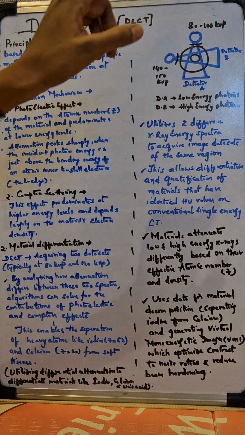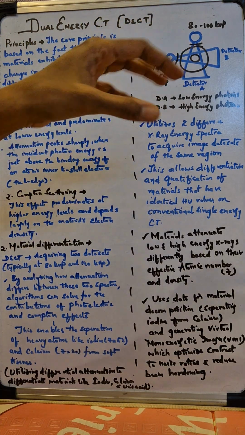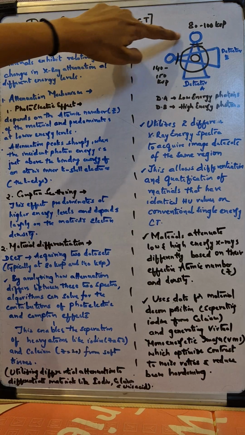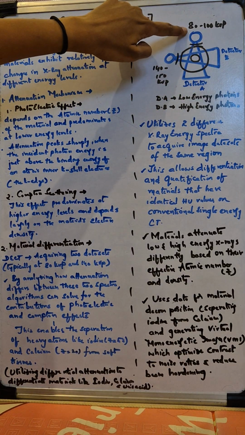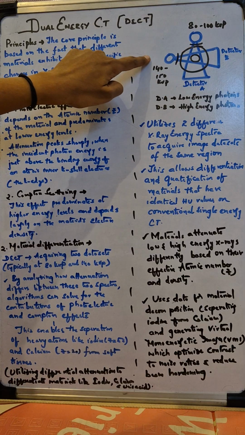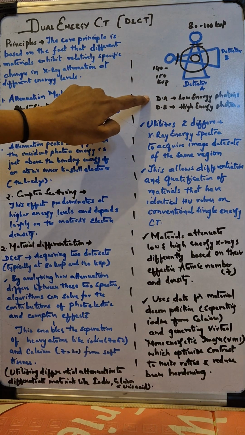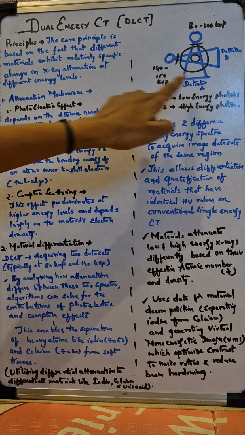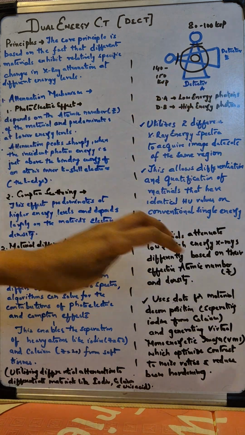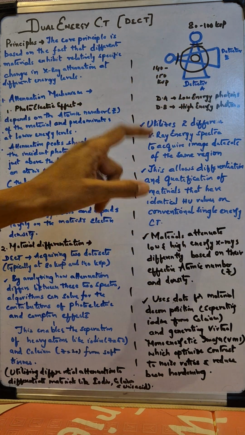Here, there are different attenuation techniques. One is that there will be two X-ray tubes and two detectors. From one X-ray tube, we are giving 80 to 100 kVp. From another one, we are giving 140 to 150 kVp. So detector A detects low energy photons, and this detector detects high energy photons.